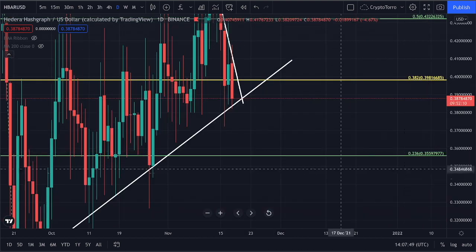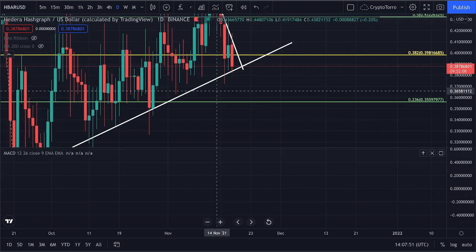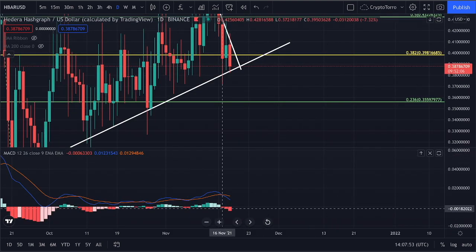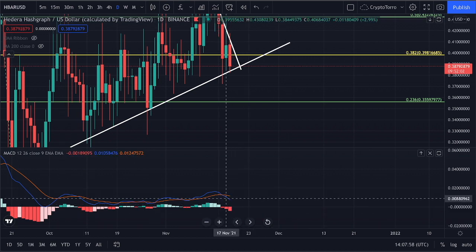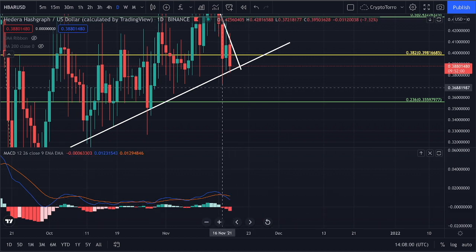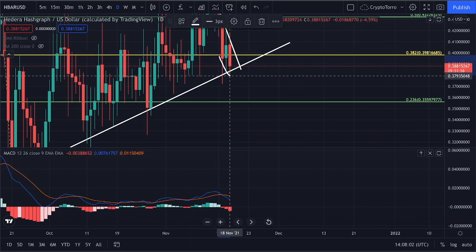This being said, I would like to enable as well the MACD. On the MACD, what you can clearly see is that we saw a crossover occur. Well, this could be a continuation. We could see even more momentum towards the downside if we break down below this ascending support.